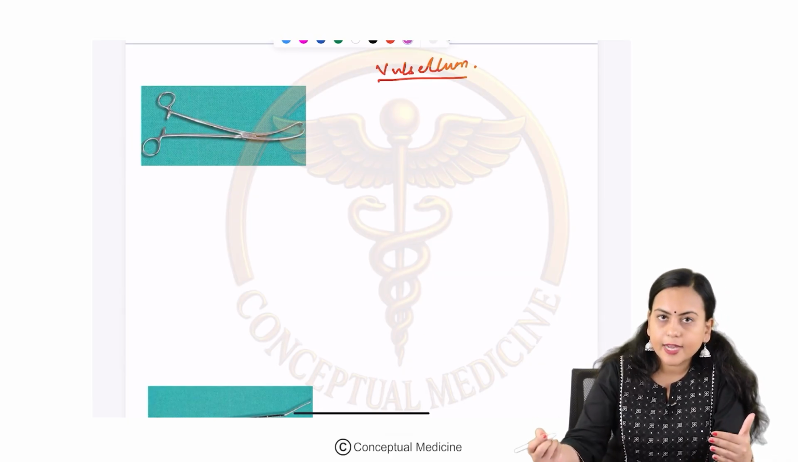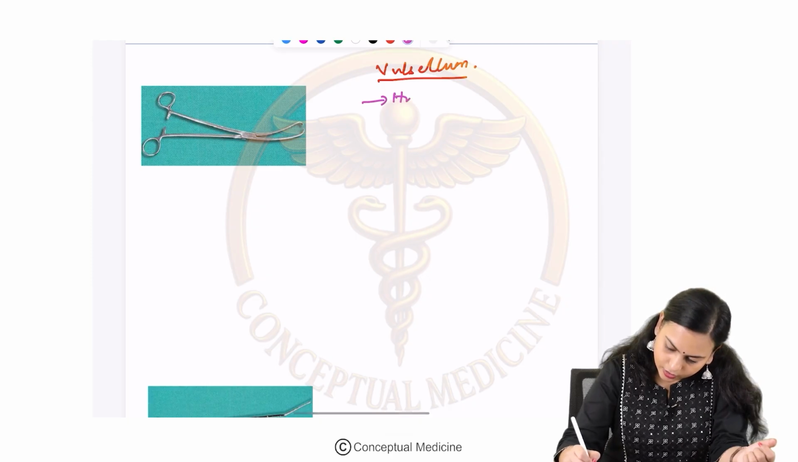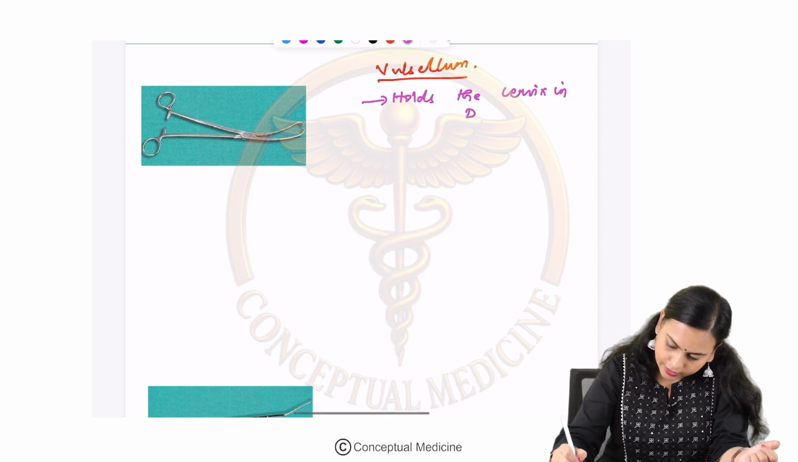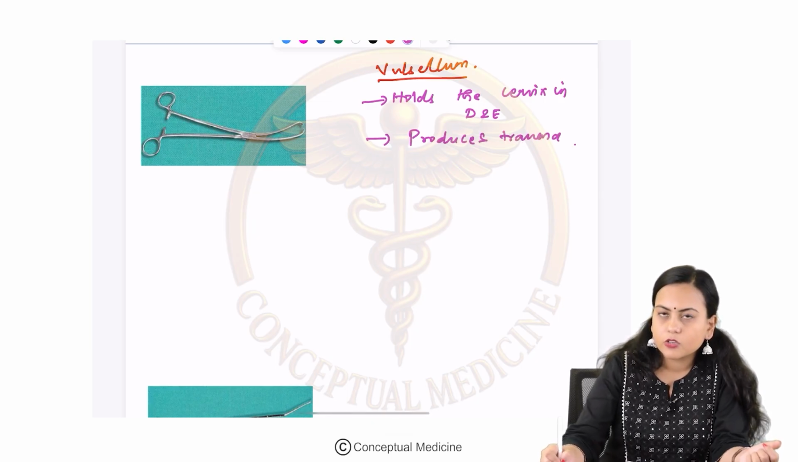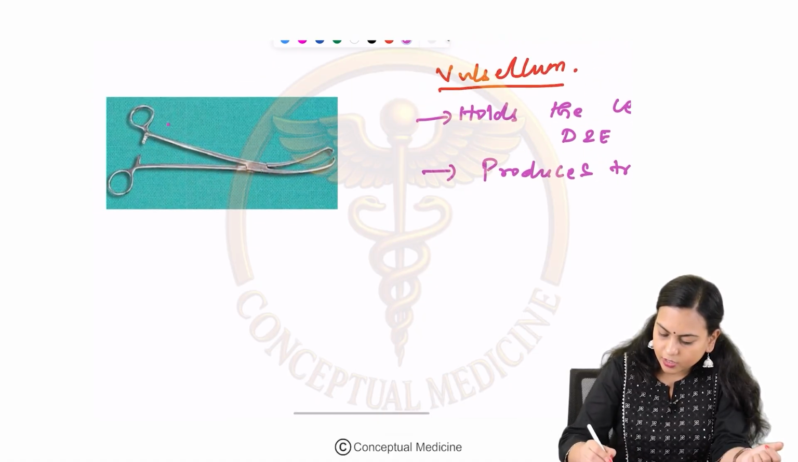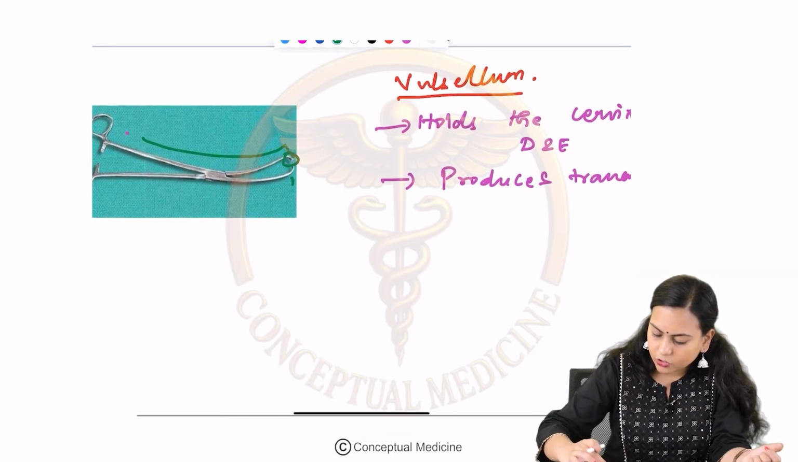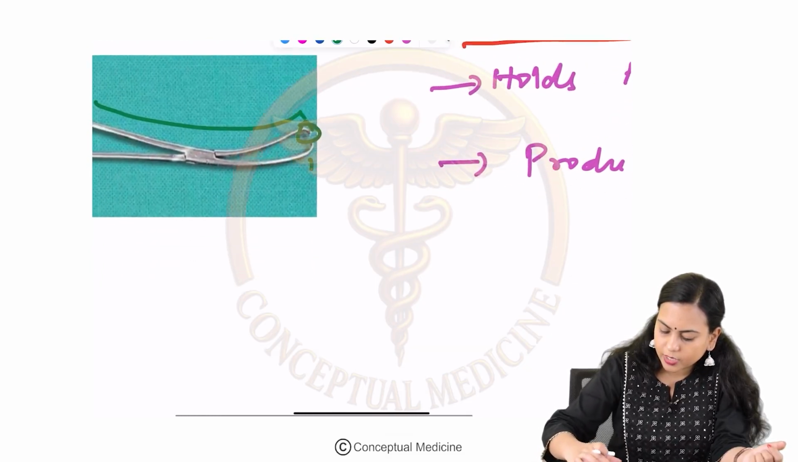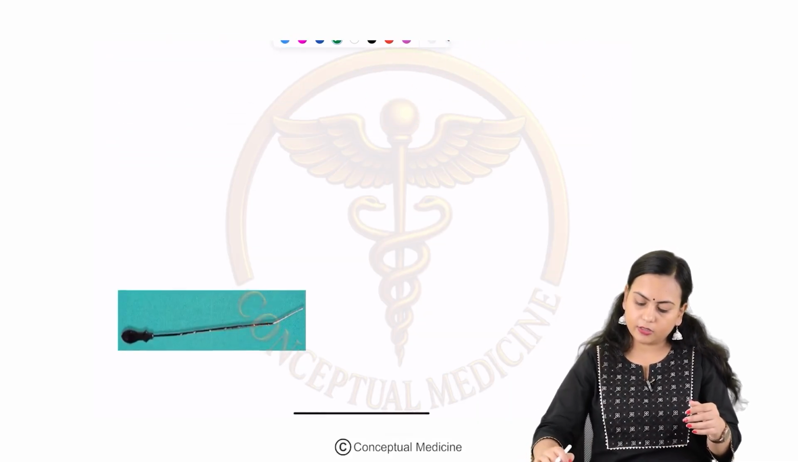Now, the next instrument is the vulsellum. You can hold the anterior lip of the cervix in dilatation and evacuation or suction and evacuation. The disadvantage is it produces trauma. So, most of the times we will not be using a vulsellum. The instrument is a curved instrument with toothed ends. Can you see? There are sharply toothed edges. If you see this long instrument that is curved like this, then it is a vulsellum.